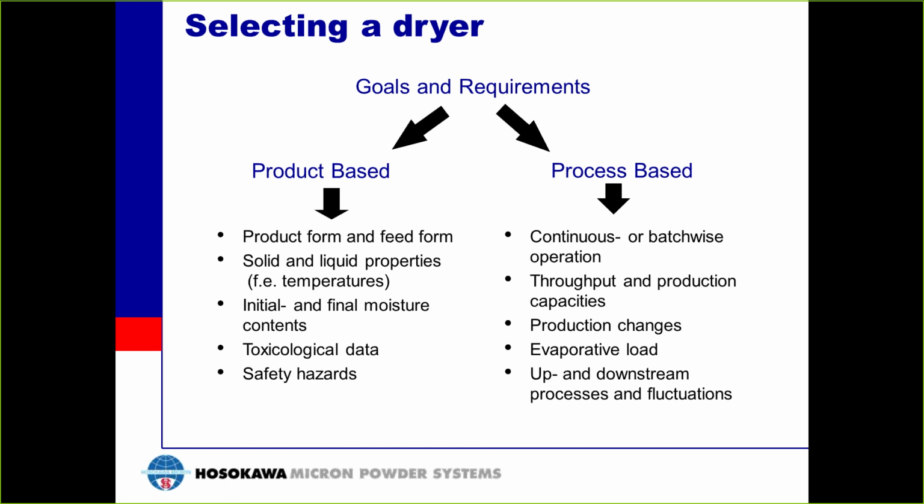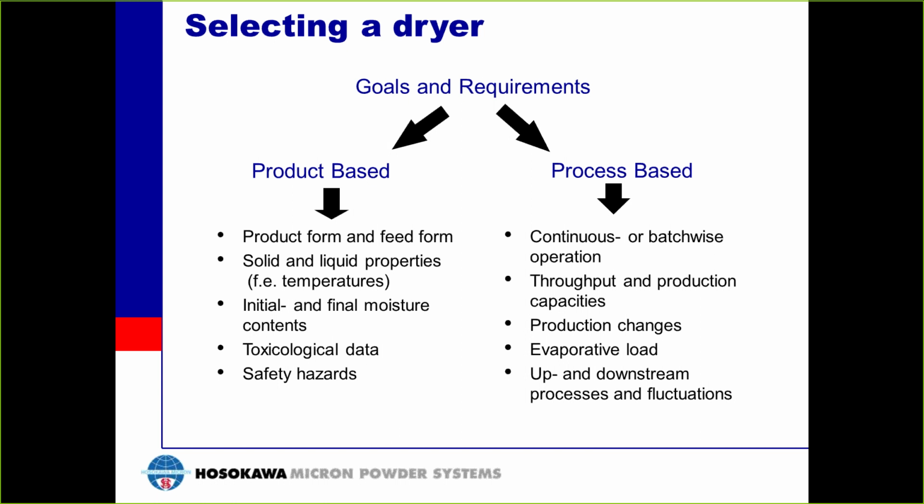So when you go to select a dryer, we tend to think that there's two ways to think about it. You can think about selecting the dryer based on your product, or you can think about selecting the dryer based on the process that you need. If you're going based on the product, you're going to look at the product form and the product feed form. So what are you feeding in and what are you getting out? You're going to look at the solid and liquid properties, for example, temperatures. You want to look at the initial and final moisture content. Other things to consider will be the toxicity and any other safety hazards.